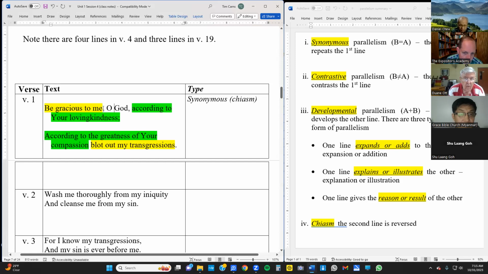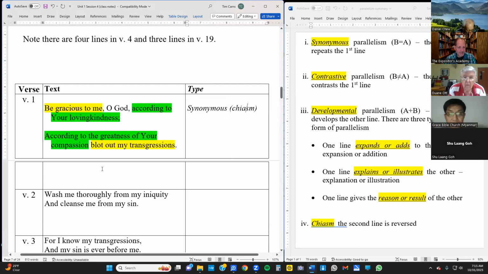So we see here a synonymous parallelism, but notice the second line is in reverse compared to the first. And so that's a chiasm, where they're synonymous in the idea. They're repeating a similar idea, but the second line has been flipped grammatically. "According to the greatness of your compassion" begins the second line, but "according to" ended the first line. And so we would call this synonymous, but also it's a chiasm.